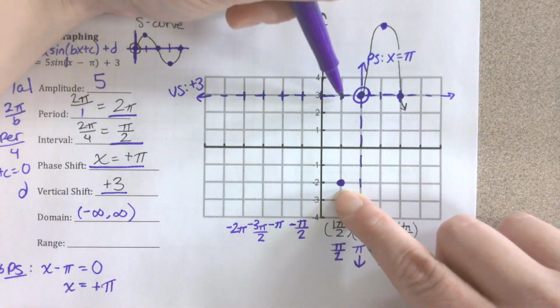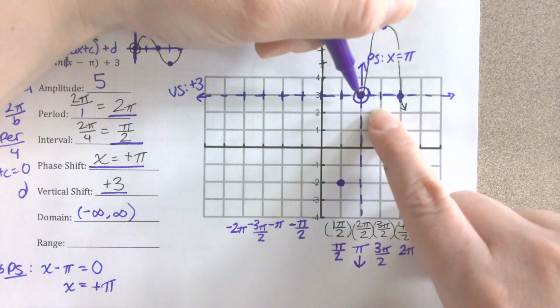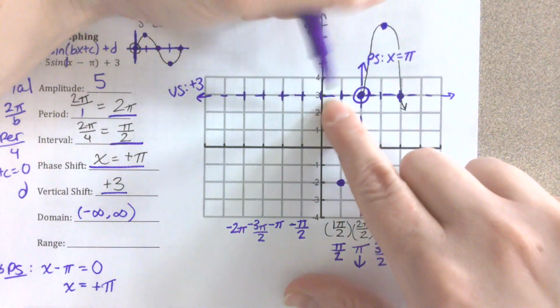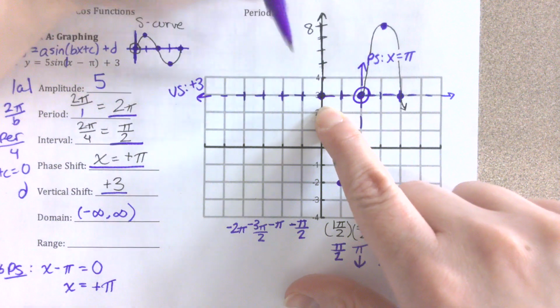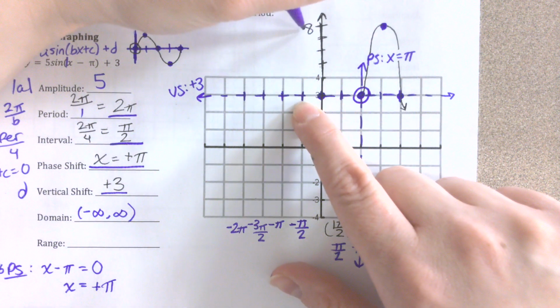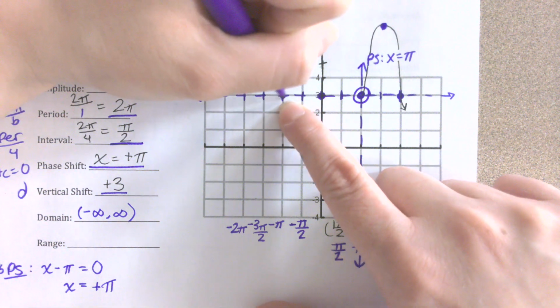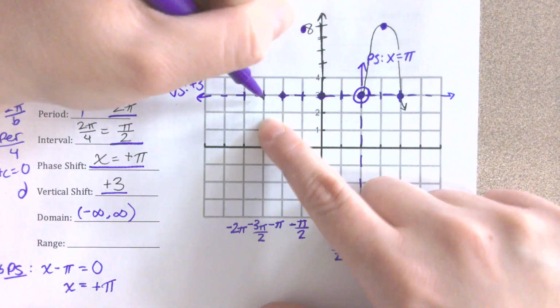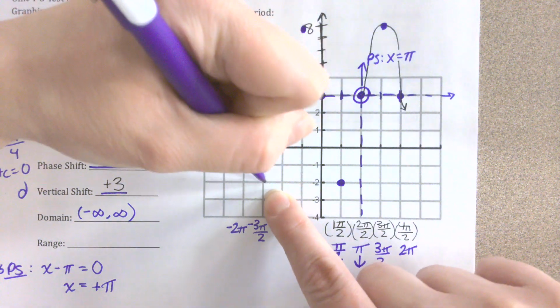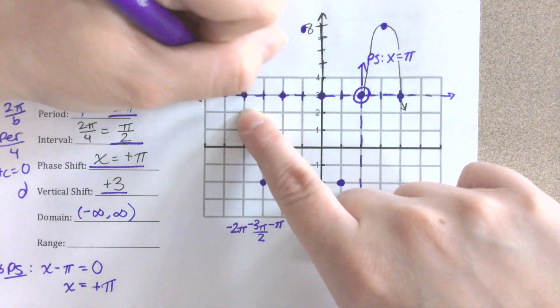That's my minimum. Next interval, which is 0, we're going to follow the pattern. So we're down in the minimum, now we go back up to the midline. And then we go up to the maximum, we keep going up. So our maximum we already know is 8. Then we go back down to the midline, and we go back down to our minimum, which again is 5 down, -2. And then we go back up to our midline.